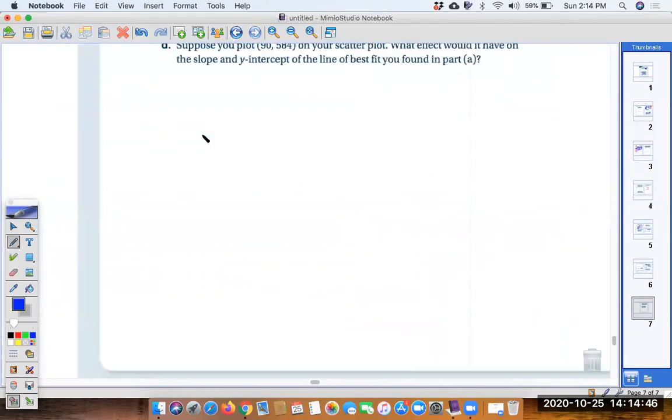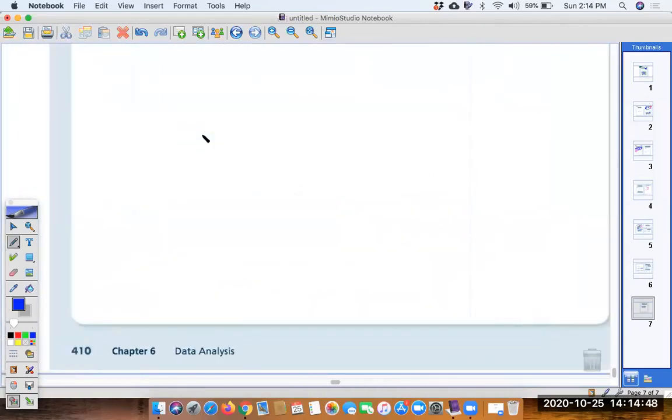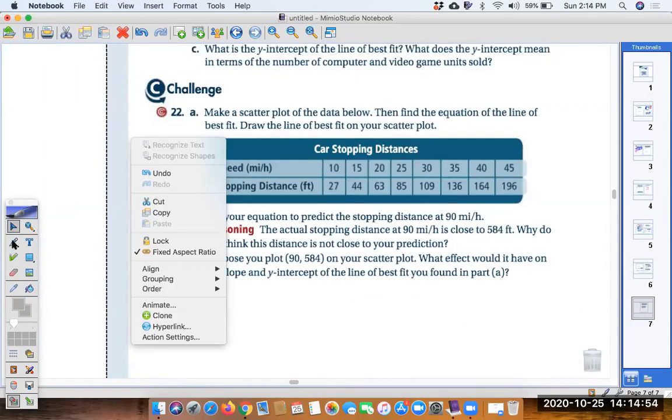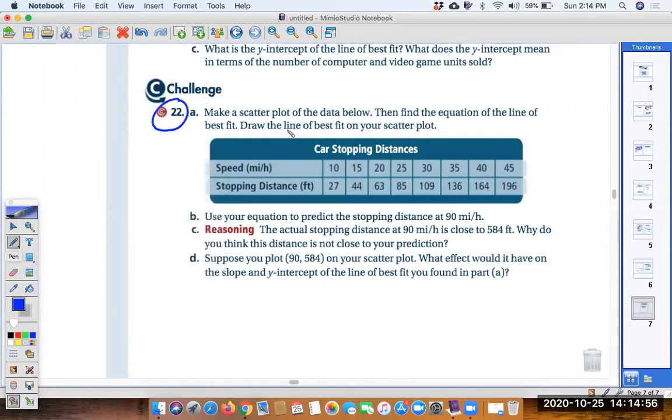And then nothing on the next page until the very last page. Sorry, I'm moving this around like crazy. We're on page 410. I'm going to ask you to do the challenge, which is really not that much of a challenge, but try it. You're going to do everything I taught you all together. You're making a scatter plot. I want you to use Desmos.